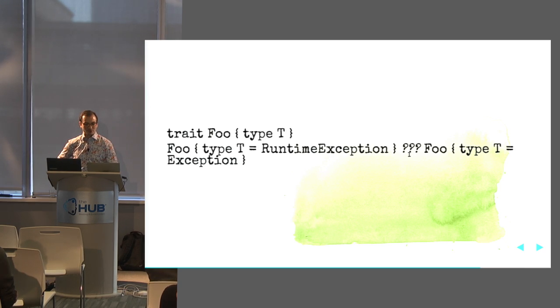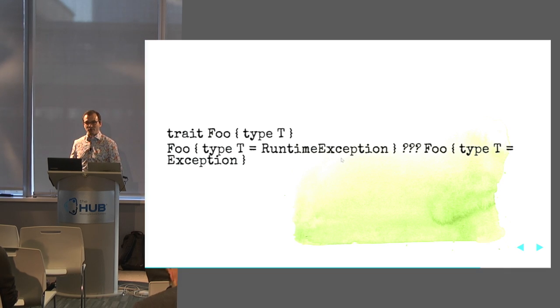Is it equality? Well, actually, there's no relation between these types, because when we use an equal sign here, this is invariance. A Foo with T equal to RuntimeException, even though there's a relationship between RuntimeException and Exception, we can't infer any relationship between Foo of those things. So there is no solution to this.